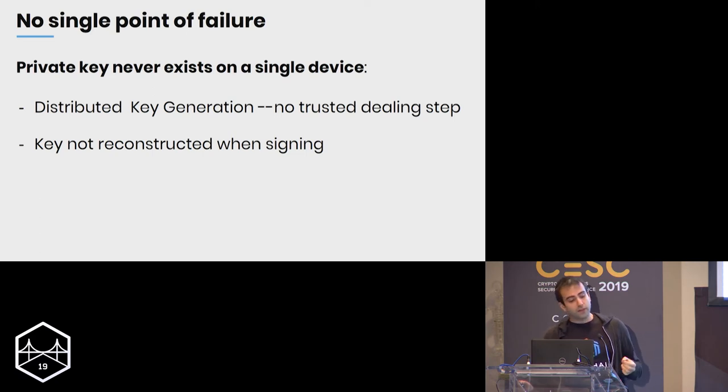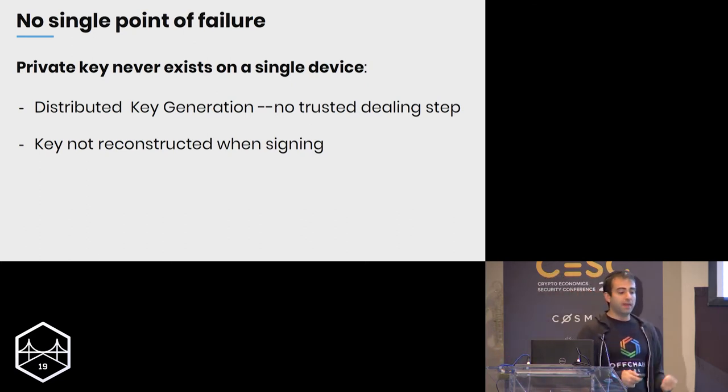Furthermore, the private keys never exist in the threshold signature scheme. So what does that mean? It means you do a distributed key generation. You generate the key in a distributed manner such that never in time did this key ever exist on a single device, not when you generate the key and not when you sign the key.